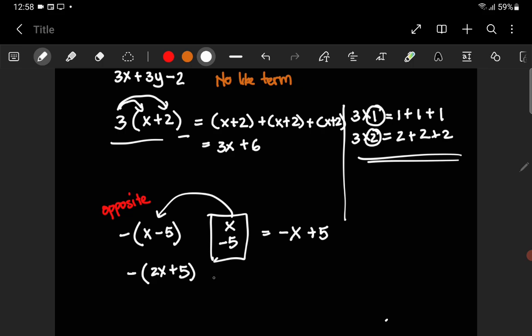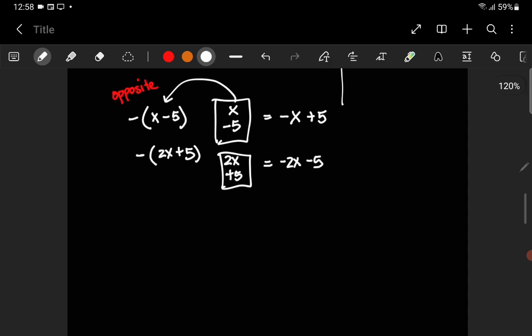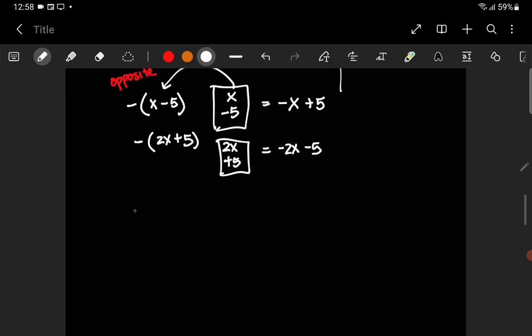So let's say if I have minus or negative 2x plus 5, what is the member that available in the bracket? It will be 2x and plus 5. Because there is a minus, there is a negative in front of it, so you write the opposite of its member that available in the bracket. Plus 2x becomes negative 2x, and then plus 5 becomes minus 5.